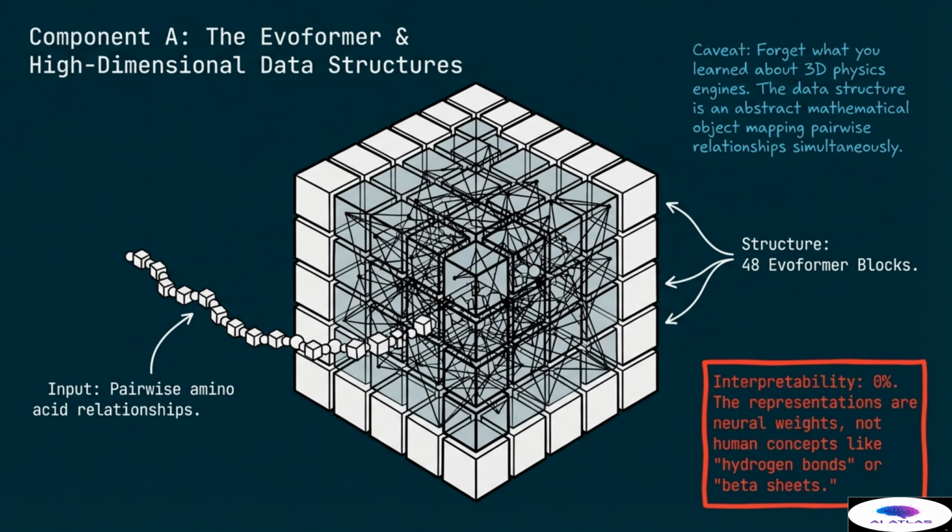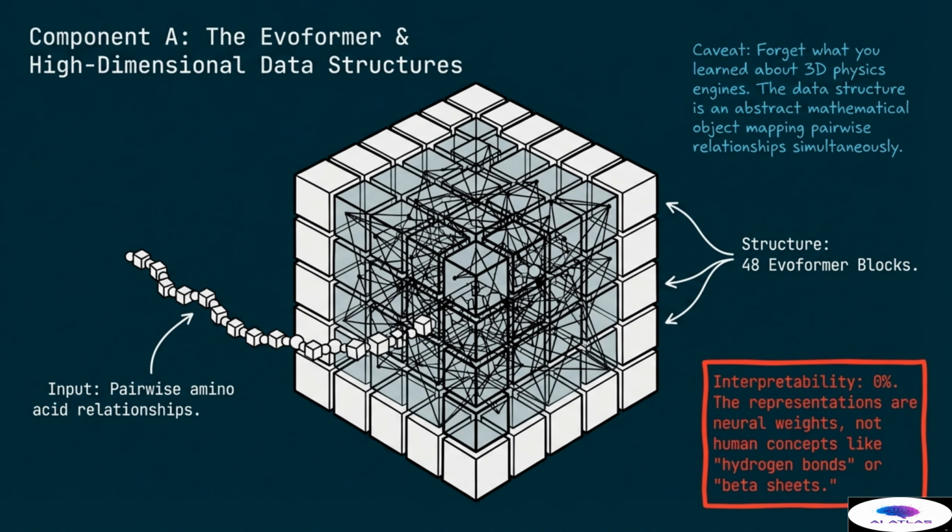Page 5 focuses on component A, which is the Evoformer and its use of high-dimensional data structures. The main takeaway here is to forget everything you learned about traditional three-dimensional physics engines. The data structure used here is an abstract mathematical object that maps pairwise relationships simultaneously across 48 Evoformer blocks. The input consists of pairwise amino acid relationships, which are then processed through a dense grid of neural weights. One of the most striking points here is that the interpretability of this system is 0%.